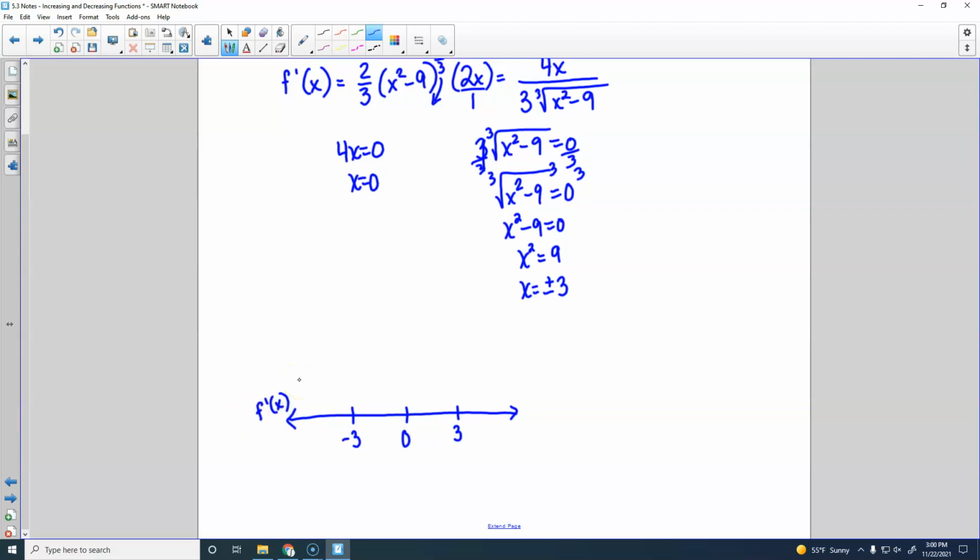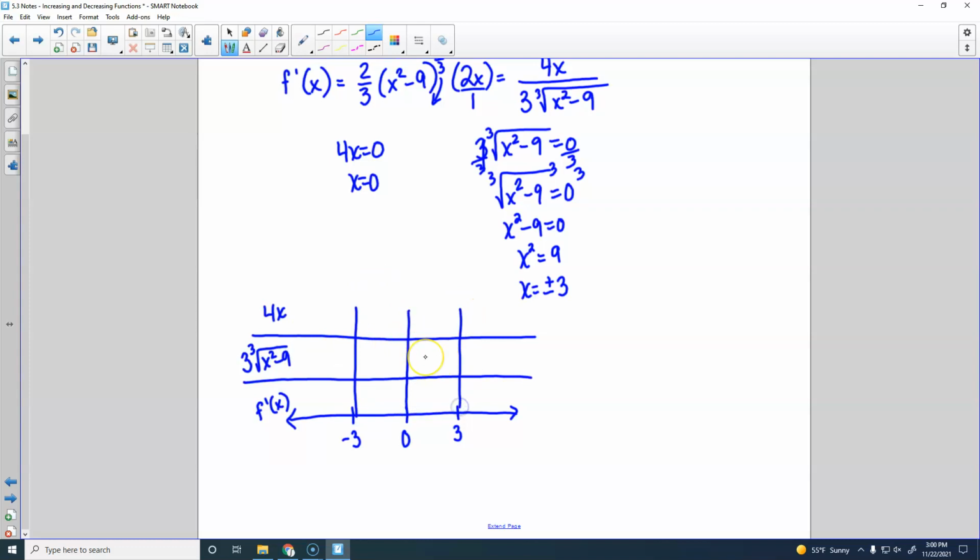All right, so now this one is not super easy to plug into. So I like to break it down into pieces that are easier to plug into, like factored out portions. So the top is 4x and the bottom is 3 cube root of x squared minus 9. I'll show you here in a second. You don't have to do it this way. You could just plug numbers in like we did on the last problem.